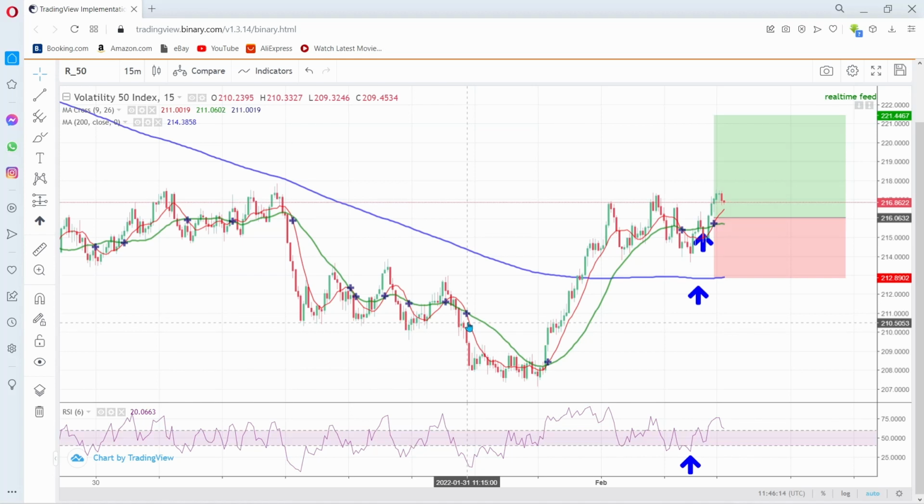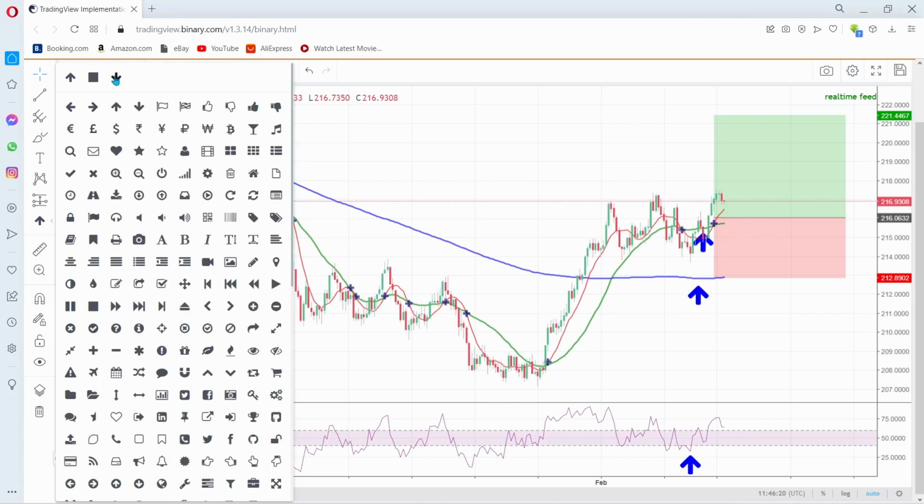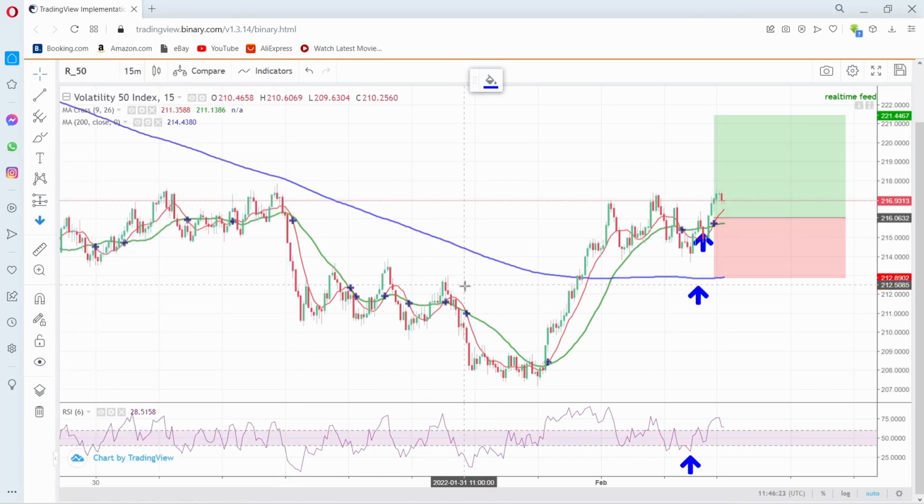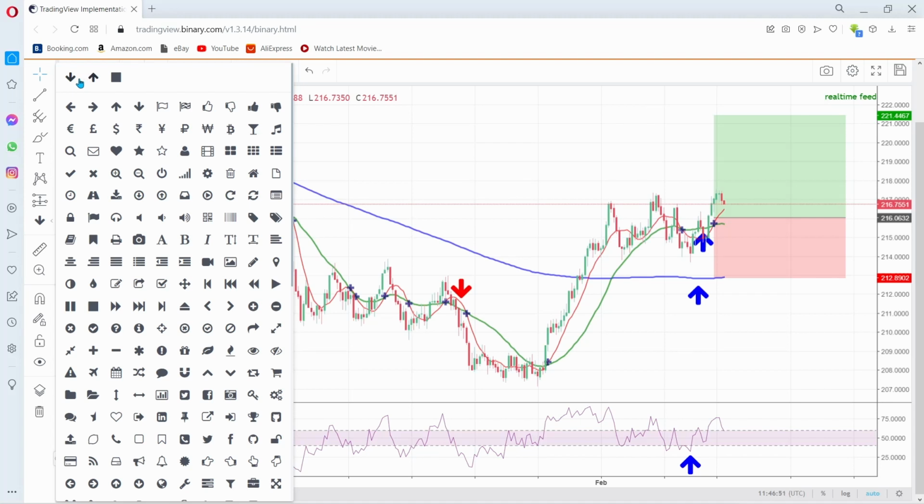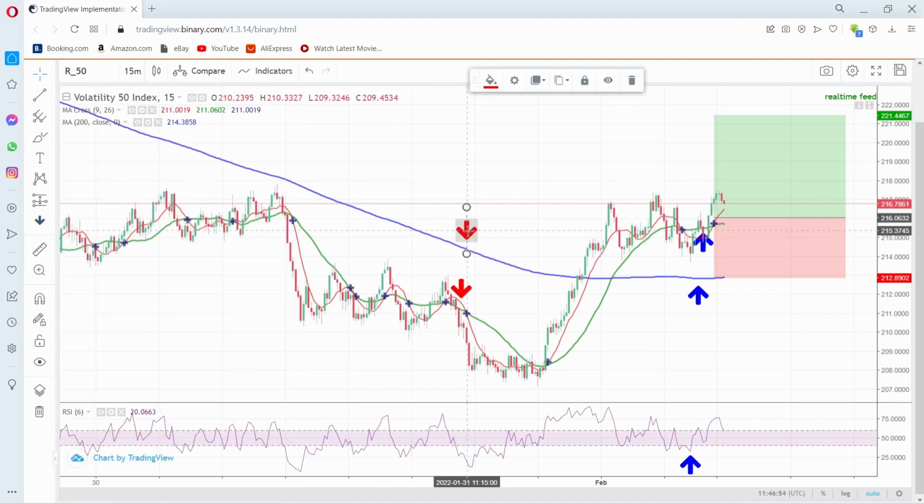So let me put our first confirmation. As you can see, this is our first confirmation. As for the sell signal, let me put the red color over here, since it's a sell. Then the second confirmation, the crossover must happen below the moving average. As you can see, it's easy, guys. It's that simple. It just has to happen below the moving average, like this.